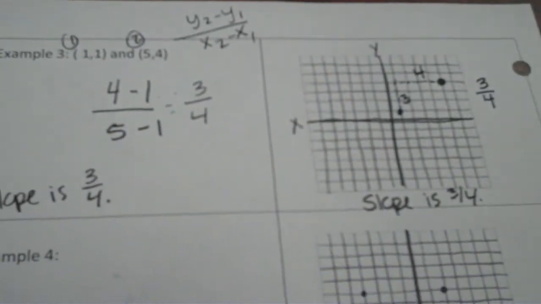I plot them right here, and then I go up and over. Okay, I go up 1, 2, 3. So I went up 3, and then I go over 1, 2, 3, 4. So up 3, over 4. And then 3 divided by 4, we already did that, is 3/4. So slope is 3/4. So yet again, we got the same answer. We just did it 2 different ways.